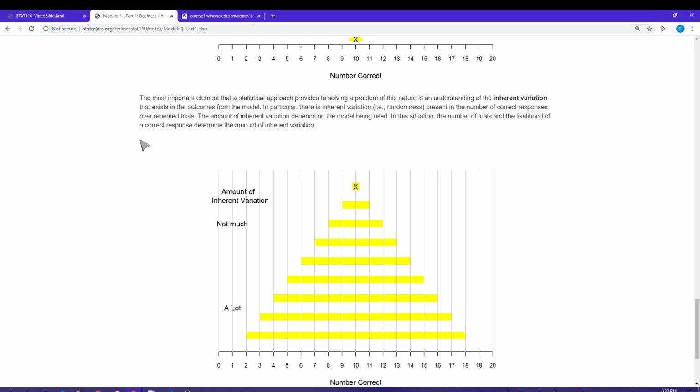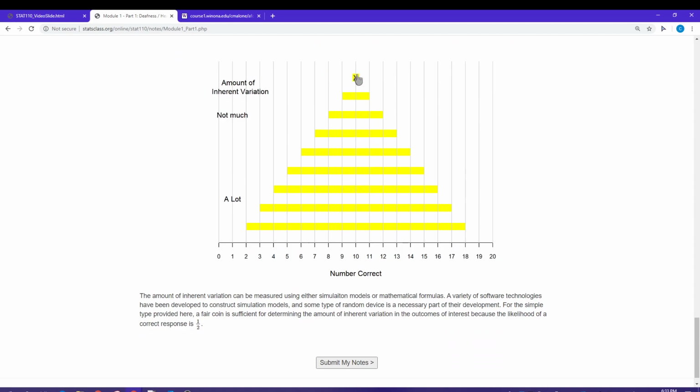So one of the most important aspects to providing a solution to this problem is an understanding of the inherent variation that exists in the outcomes from our model. In particular, there is inherent variation, or randomness, present in the number of correct responses over repeated trials. The amount of inherent variation depends on the model being used.